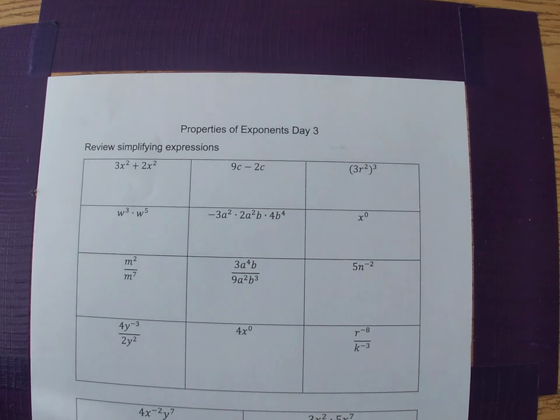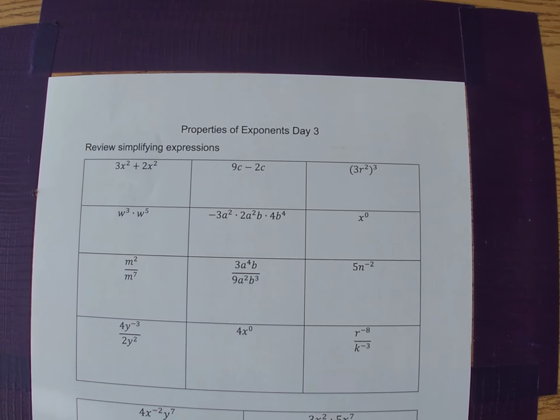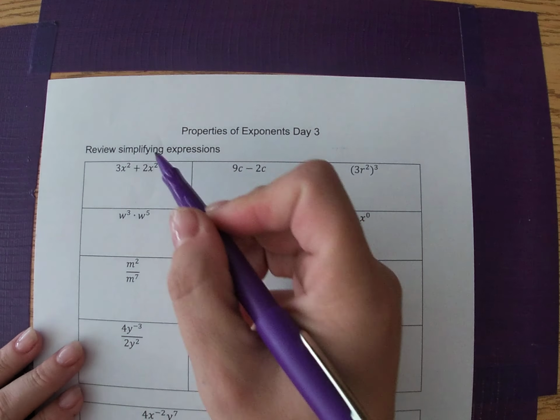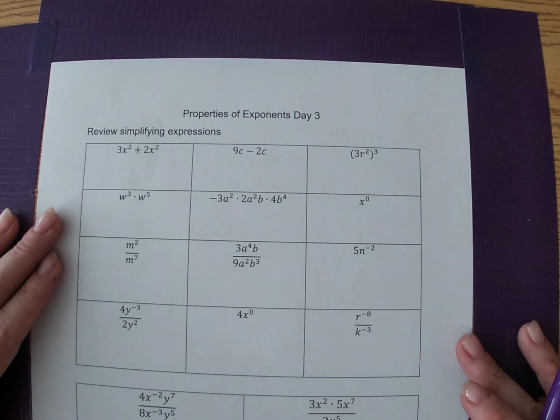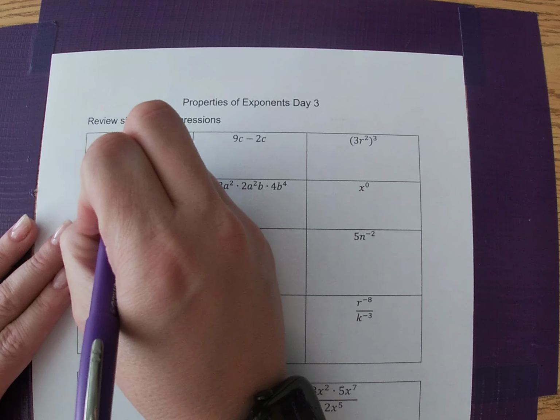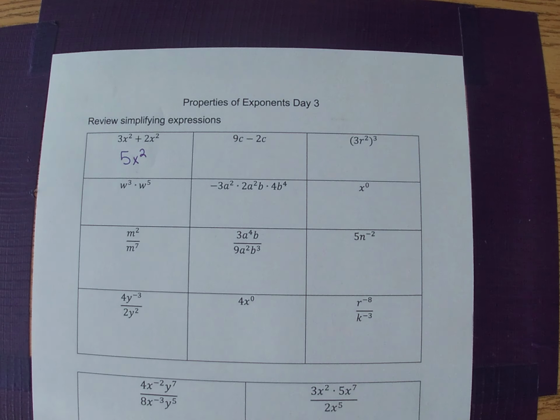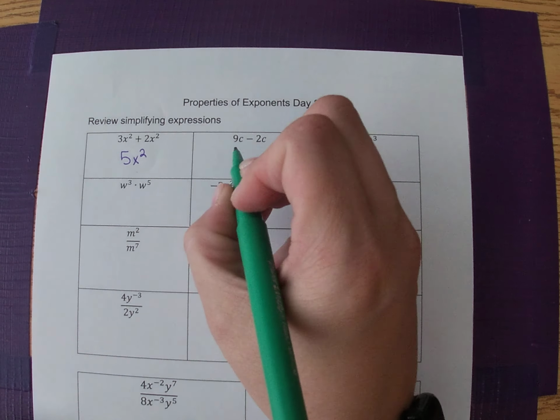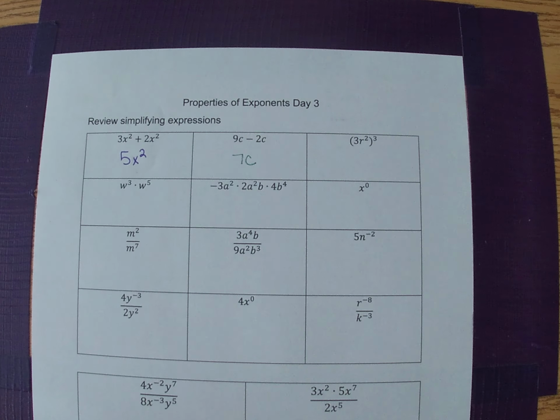Today we're going to look at our properties of exponents by just tying them all together. First of all, we're just going to do a quick review of all the properties we've learned. So this whole top area here is all ones we should already know how to do. So 3x squared plus 2x squared, we know when we add, we keep the exponents the same and that gives us 5x squared. 9c minus 2c gives us 7c, right? The exponent stays the same.